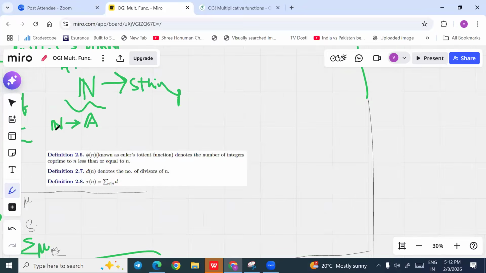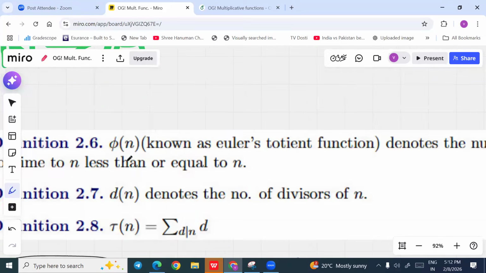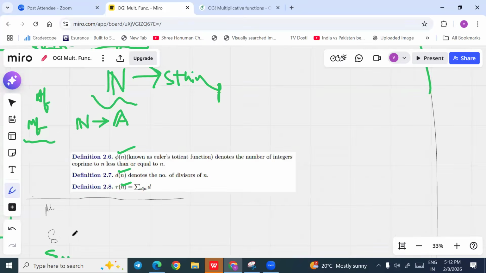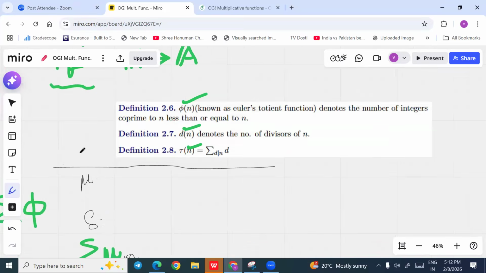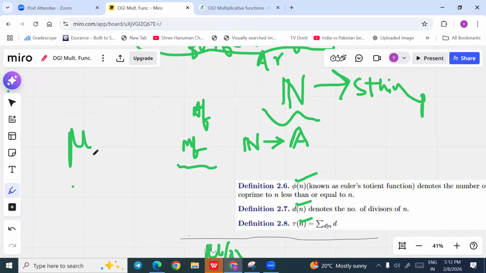Now, there are five important functions that we'll be needing. We'll be needing phi of n, tau of n, which is the number of divisors of n, and two new functions which I'll be defining. This is called the Mobius function of n. It is defined as follows. Mobius of n is 0 if n is not square free.